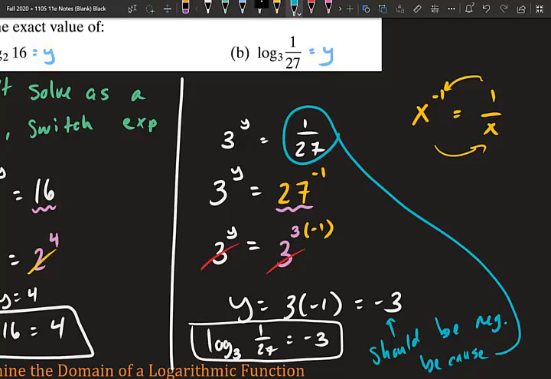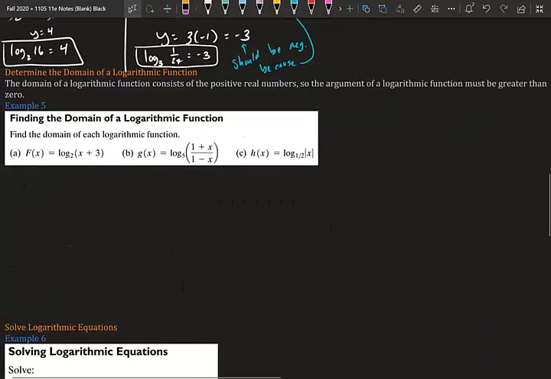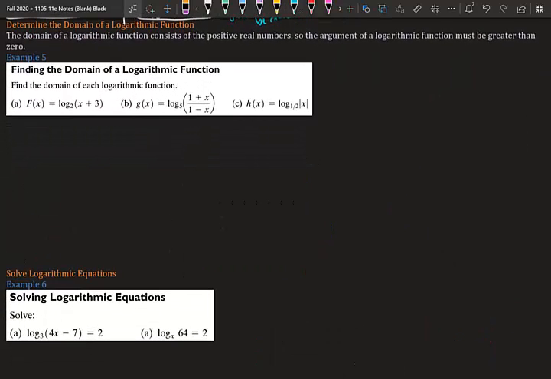So it should be negative because our answer is a fraction. And in order to get a fraction out of an exponent, it needs to be negative. All right, let's determine the domain of the logarithmic function.